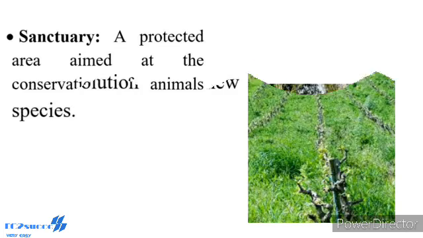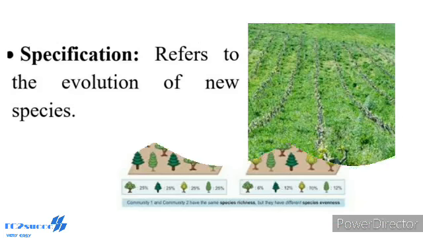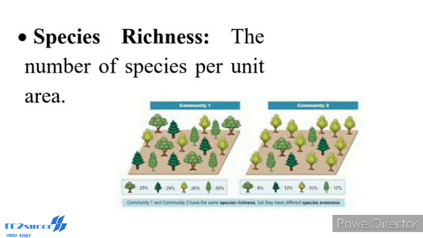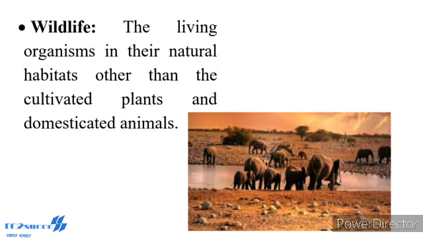Another one, speciation. Speciation refers to the evolution of new species. Another one, species richness. The number of species per unit area is called species richness. Another one, wildlife: the living organisms in their natural habitat other than the cultivated plants and domesticated animals.